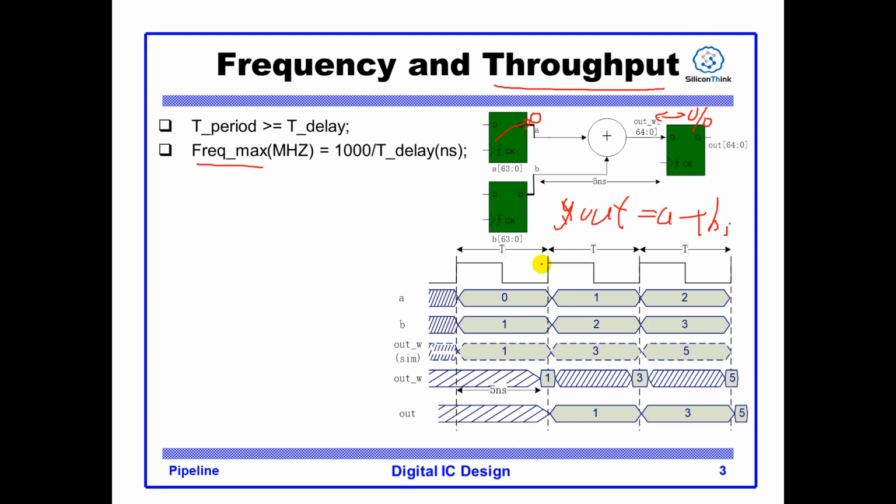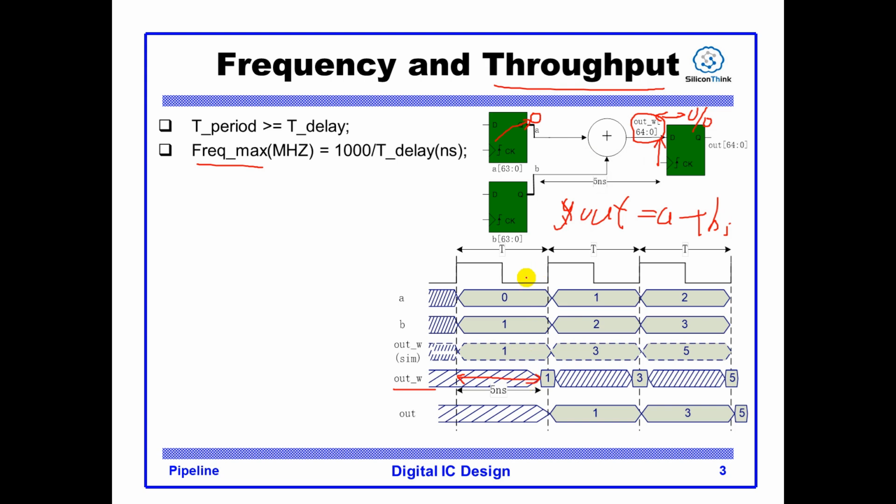So you can get the answer from the waveform below. This is the waveform here, out underline wire. In the actual circuit, you may see there is a 5 nanosecond delay after the rising edge. So the value of AND will be stable after 5 nanoseconds.